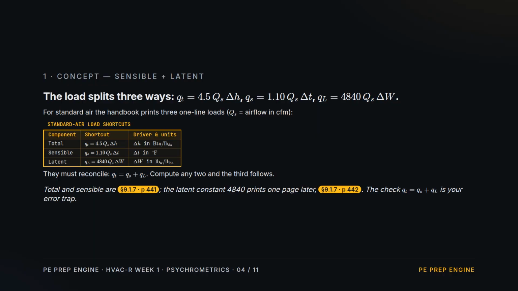Concept 2, the split. For standard air, the handbook gives 3 one-line loads. Total is 4.5 times the airflow times the enthalpy change. Sensible is 1.10 times airflow times the temperature change. Latent is 4840 times airflow times the humidity ratio change. And they must reconcile. Total equals sensible plus latent. Compute any two, and the third follows.